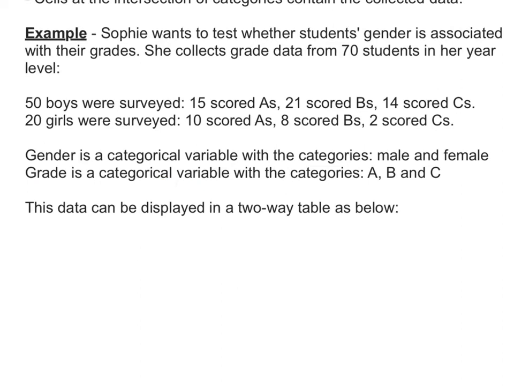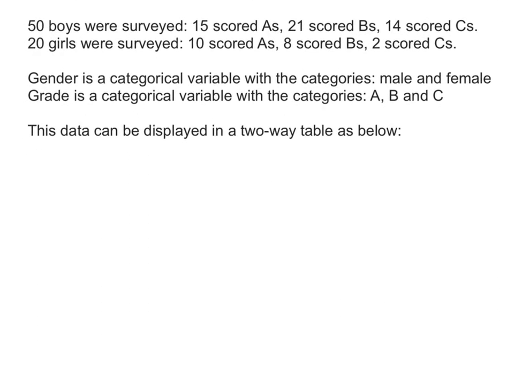Grade is a categorical variable with the categories A, B, and C. No argument about that one. So this data can be displayed in a two-way table as below. So there's no rule, because it's not really an experiment, and we don't have an X and Y axis. It doesn't really matter which you're making, rows and columns. I'm just deciding to have grade being the columns and gender being the rows.